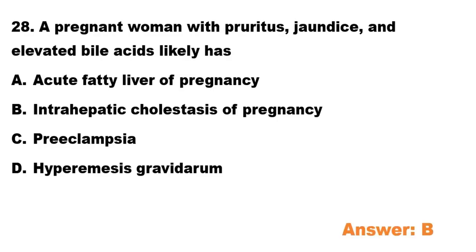If you said B, you have got it, because intrahepatic cholestasis of pregnancy is characterized by itching or pruritus, jaundice, and elevated serum bile acids. This is typically seen especially in third trimester pregnancy. This sign is almost visible.